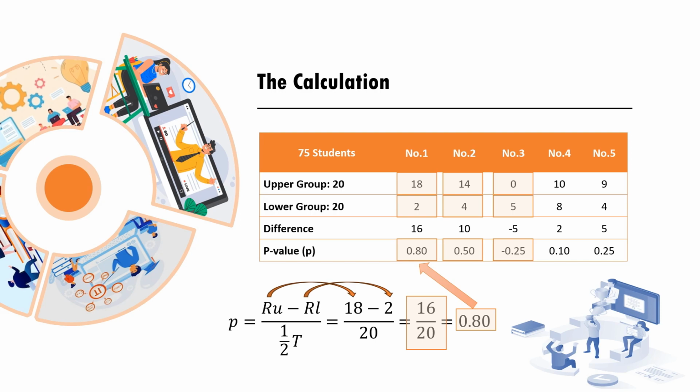For item number 4, 10 students in the upper group and 8 students in the lower group got the item correctly. So 10 minus 8 equals 2, divided by 20 equals 0.1. Item number 5, there are 9 students in the upper group and 4 students in the lower group who got the item correctly. So 9 minus 4 equals 5, divided by 20 equals 0.25.